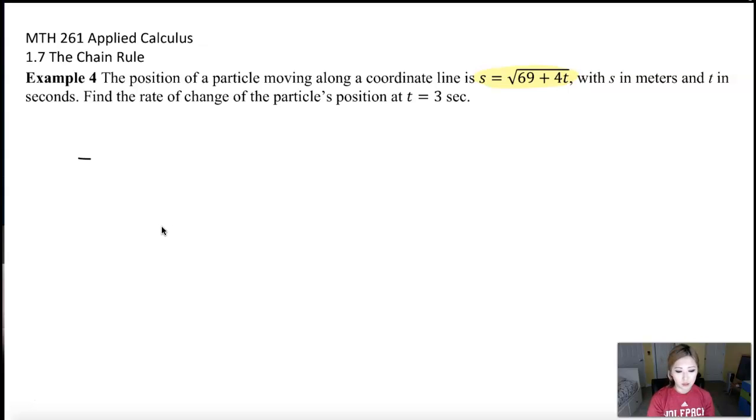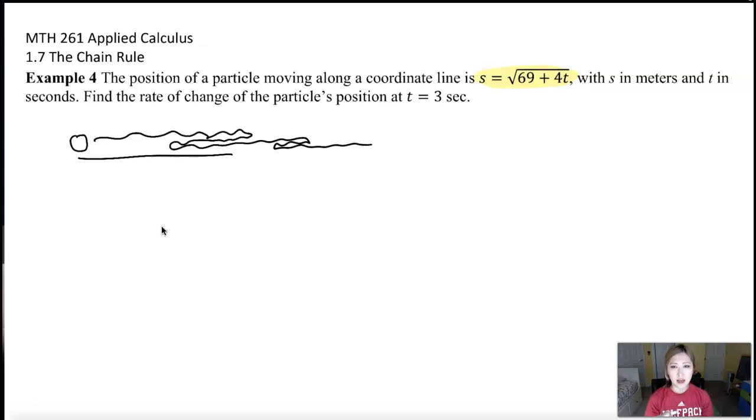So I'm going to have a particle. Let's take a little particle, and it's just moving. Sometimes it's going forward, going back, going forward, going back. And this equation right here will tell us where this particle is located at time t. So if they ask us to find the position, we're going to plug it in here. But is that what they're asking?